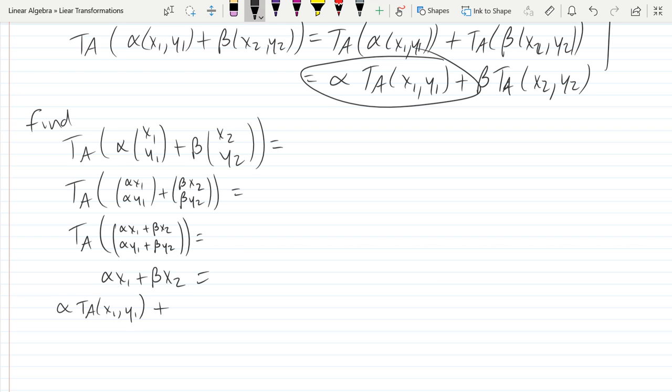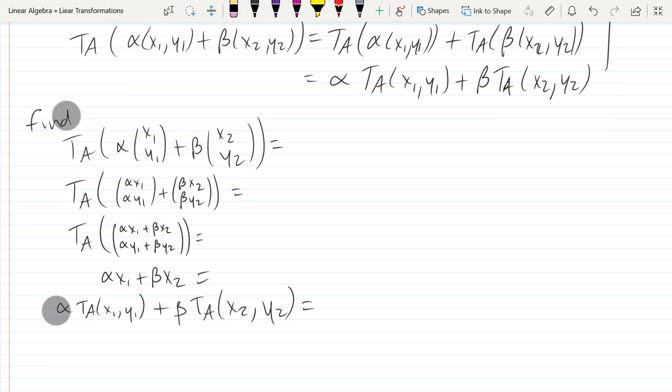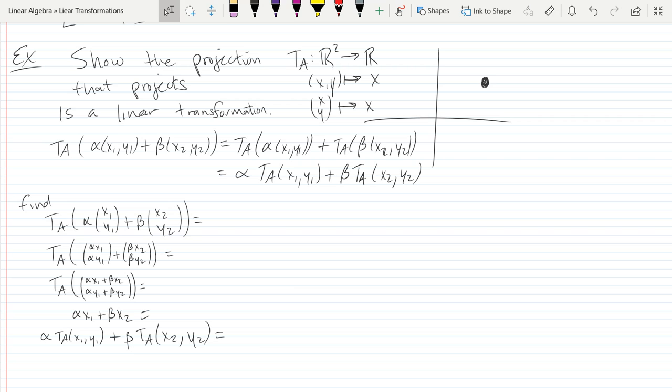And then for the second one, I'm going to replace x2 by TA of x2, comma. Again, I can put anything I want in here, and what I'm trying to do is build that second term right there. So I'm going to intentionally put a y2 in there. And look at that. That is exactly what I was trying to prove. So we just showed that it is, in fact, a linear transformation. It has the linear property. All right, so we just showed it's linear. Big check mark.